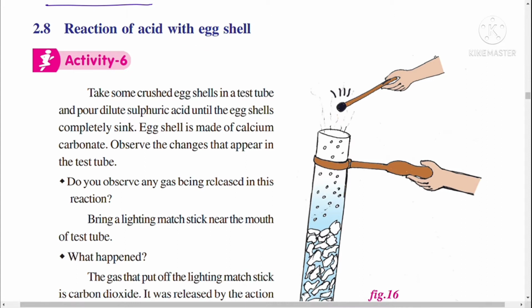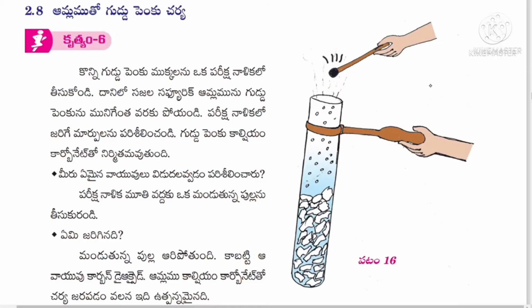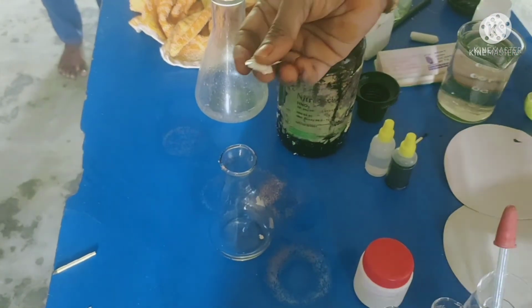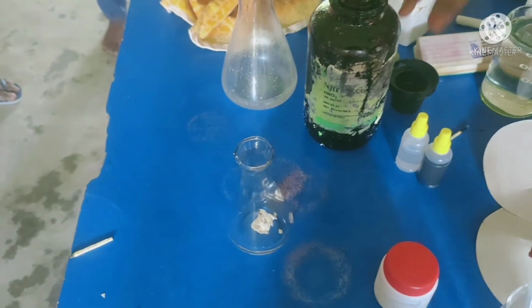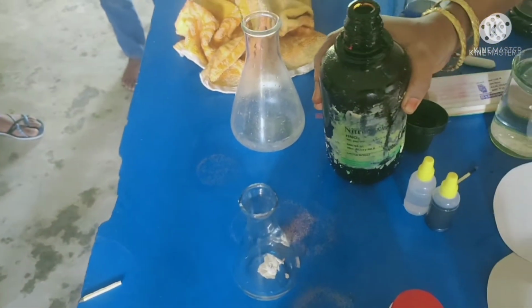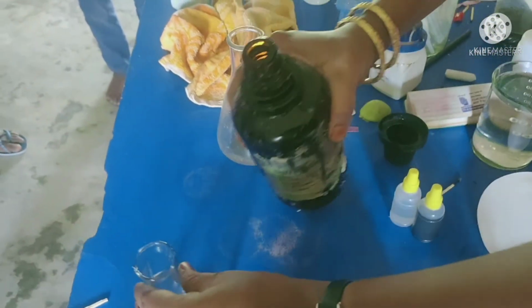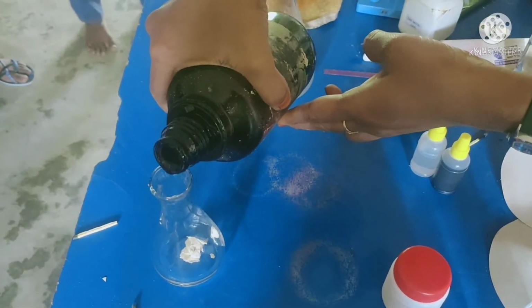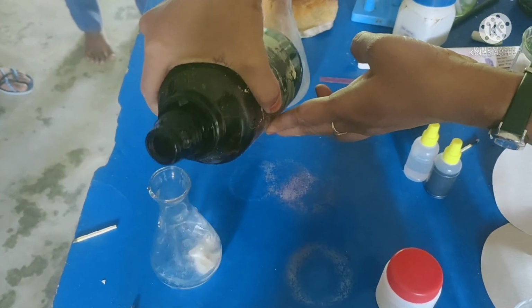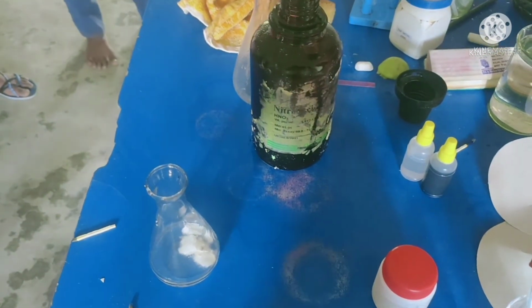Acids with the eggshell. Activity 6. Take some crushed eggshells in a test tube or conical flask and pour some dilute sulfuric acid until the eggshell is completely sunk. Eggshells are made up of calcium carbonate. Observe the changes that appear in the test tube. Do you observe any gas being released in this reaction?